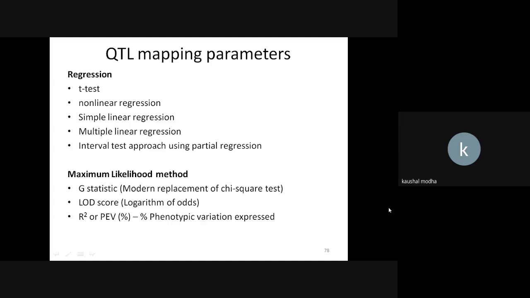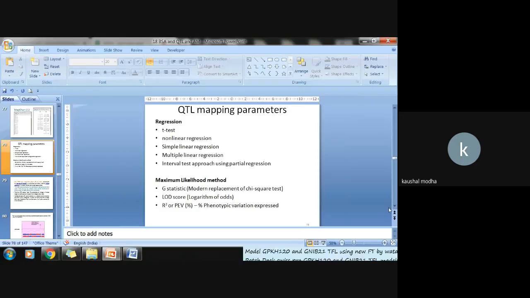Now this session deals with identification of the significance of that identified relationship. How can we say the relationship we have identified between marker and QTL is significant, and how can we measure the effect of each QTL on a particular quantitative trait? For that, regression association is utilized. T-test is of course utilized to test the significant difference between means. If we consider the maximum likelihood method, then LOD score and R-square values are utilized.